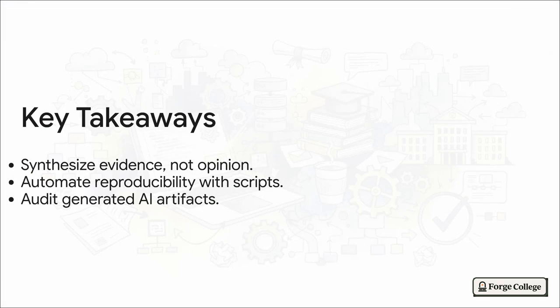Okay, let's quickly recap the 3 main pillars you need to take away from this explainer today. First, synthesize evidence, not opinion. Anchor your claims about gas cost and complexity directly to your test outputs and code snippets. Second, automate your reproducibility. Script-driven setups and deterministic fixtures are absolutely non-negotiable. And third, always double-check your AI intern's homework. Audit those generated artifacts and document your verification process.